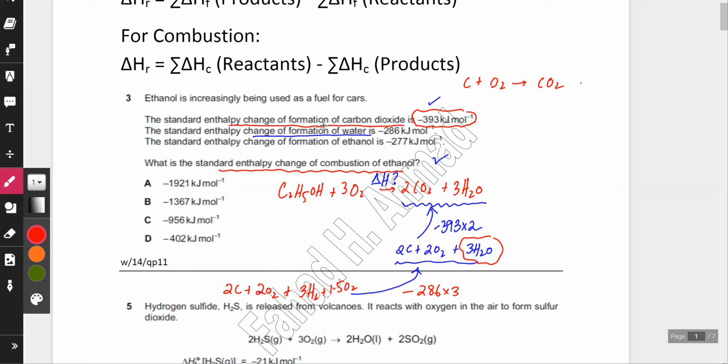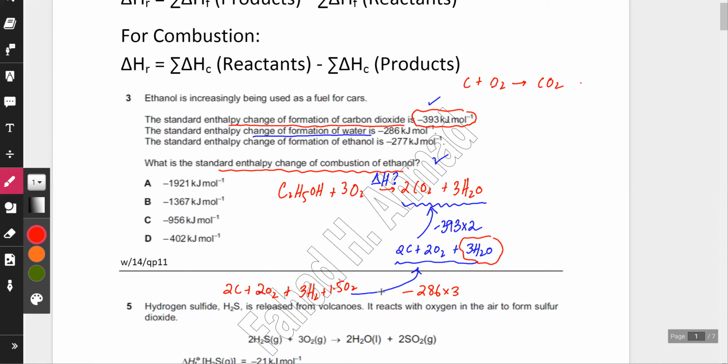So the information that's provided to you is you're given the enthalpy change of formation of carbon dioxide. So what you did was that you saw carbon dioxide, you formed it from carbon and oxygen. So that's minus 393 times 2. You didn't touch water, so that's three water molecules as it is. Then you're given the enthalpy change of formation of water. So you see water over here, and you can form water with 3H2 and 1.5 O2 molecules, and you can form water molecules, right? And the two carbon and two oxygen molecules are there as it is.